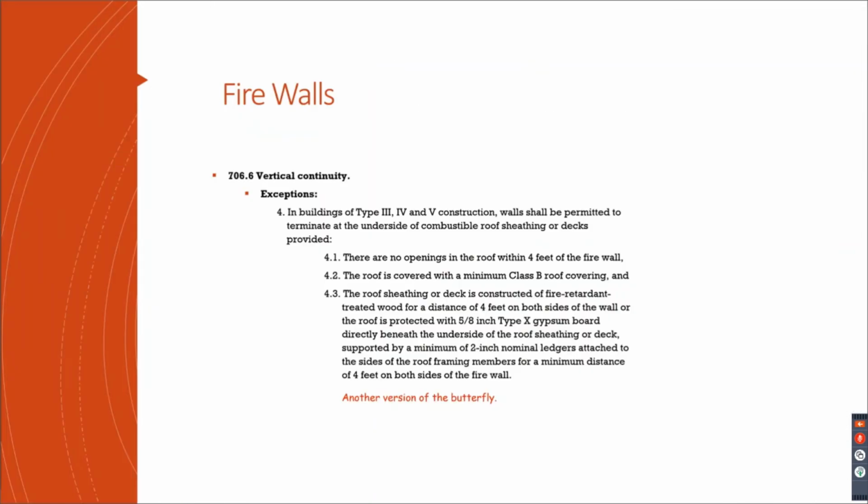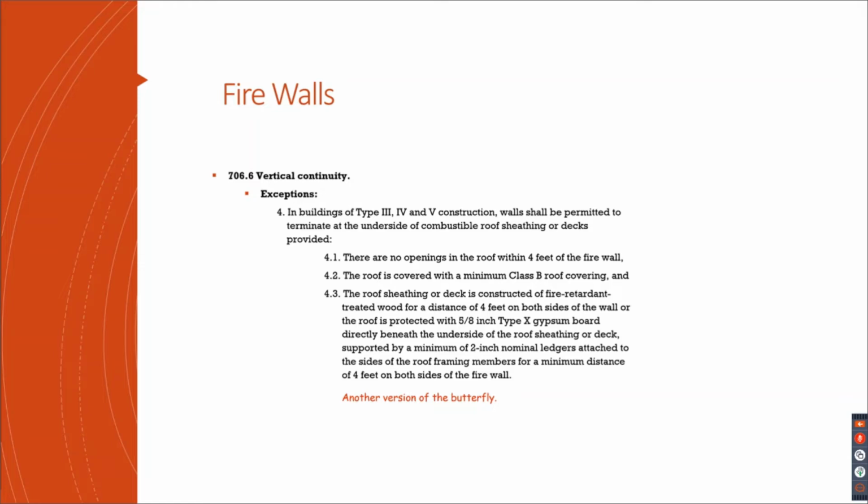And then this is another version of a butterfly condition, but it's specific for buildings of Type 3, 4, and 5 construction. Walls shall be permitted to terminate at the underside of combustible roof sheeting or decks provided. So if you're in the academy, I would say underline for these last two, you want to underline non-combustible in exception 3. And in exception 4, you want to underline combustible. And provided there are no openings in the roof within 4 feet of the firewall.